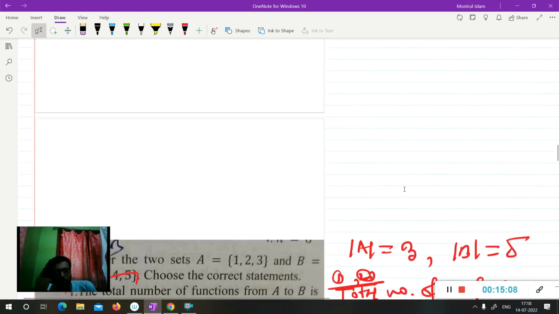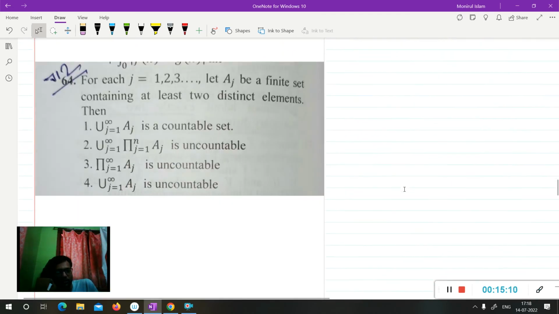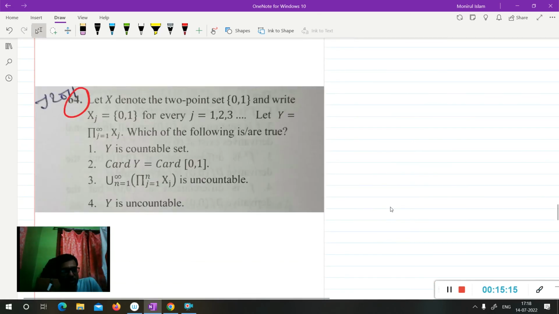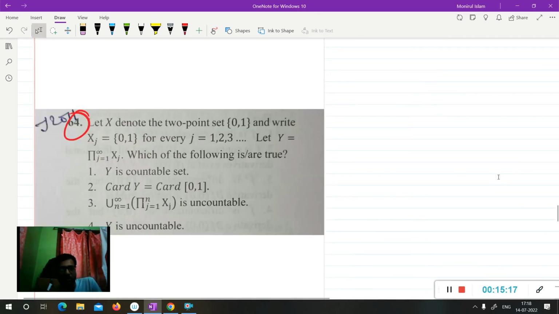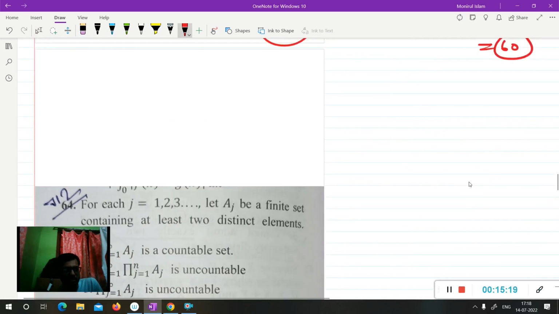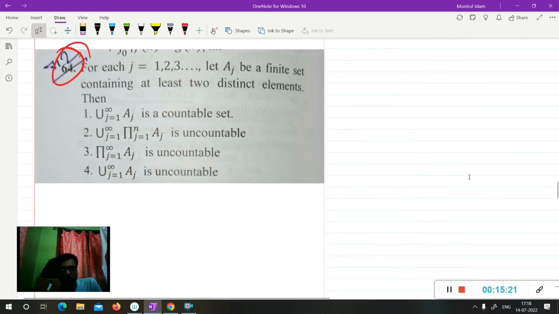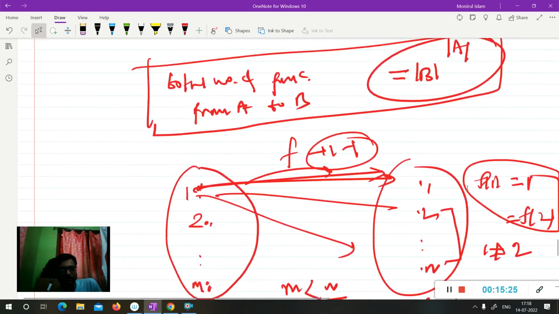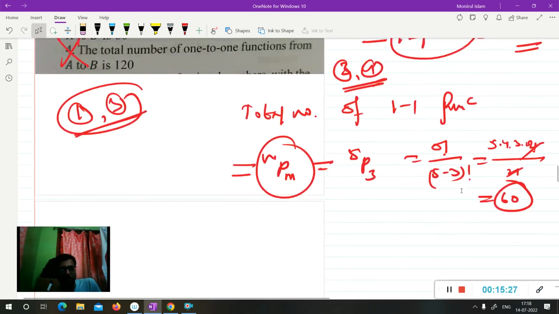Now we solve a question. Now one more question. This question is quite similar. This question and question 64 are quite similar. We will discuss it in the next class. I will solve one question and you have to solve one question. Now there is one question remaining.